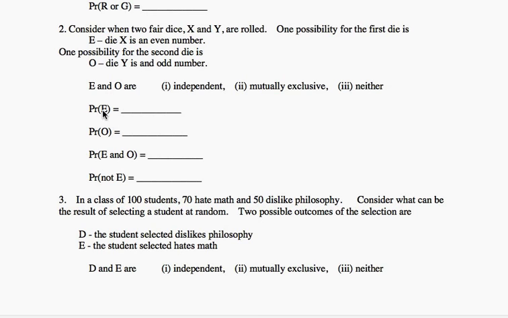So for probability of E, what's the chances that your first die is an even number? Well, that's just 3 out of 6. There's 3 even numbers, 2, 4, 6. 6 total, so 3 out of 6. Likewise for O.